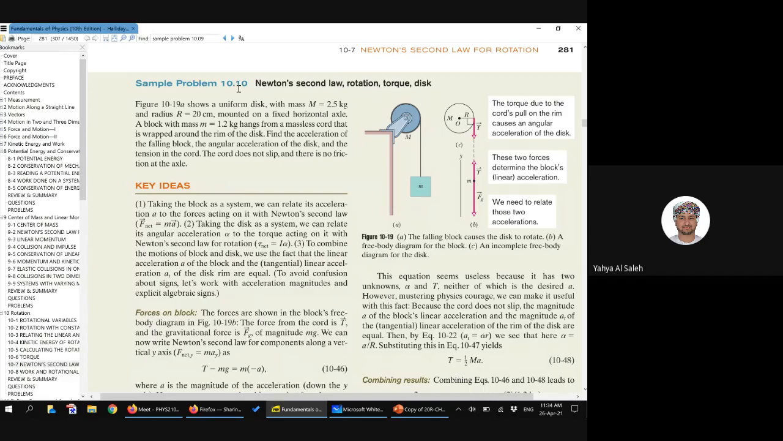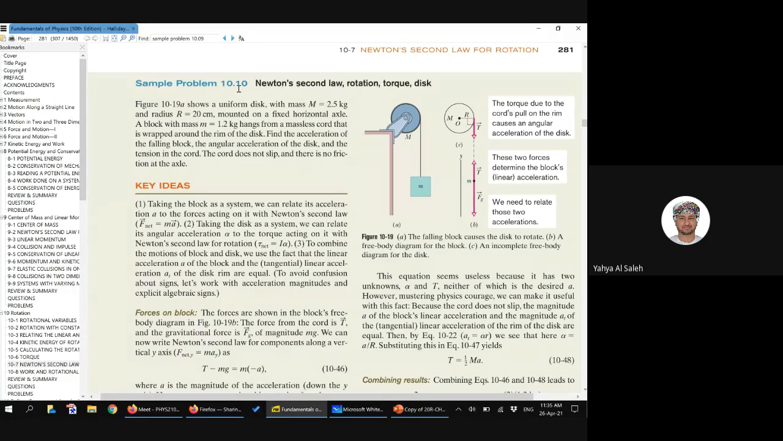So we have here a uniform disk with a mass of 2.5 kilos and a radius of 20 centimeters, mounted on a fixed horizontal axis. I have a block with mass 1.2 kilograms that is hanging from a massless cord, and we can say the cord is massless because it's going to be a few grams at max, which is wrapped around the rim of the disk. Find the acceleration of the falling block, the angular acceleration of the disk, and the tension in the cord. The cord does not slip and there's no friction at the axle.